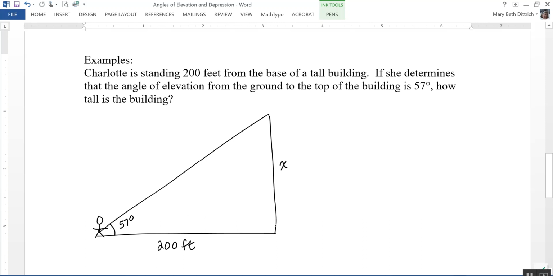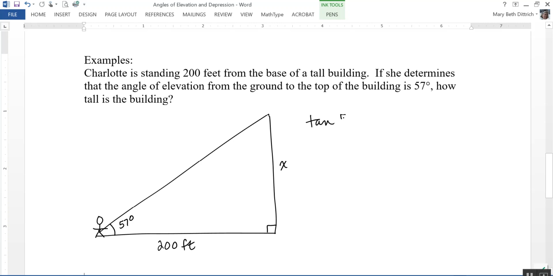So right now you can see we have a right triangle. We know that this distance is 200 feet. That's how far she is from the base of the building. We don't know how tall the building is, but we know that the angle of elevation is 57 degrees. So we can write a trig ratio here. Notice that in relation to 57 degrees, 200 is adjacent and X is opposite. Adjacent and opposite are the tangent ratio.